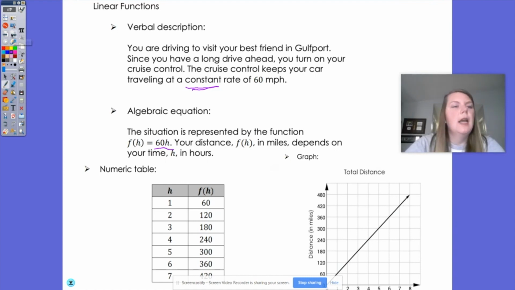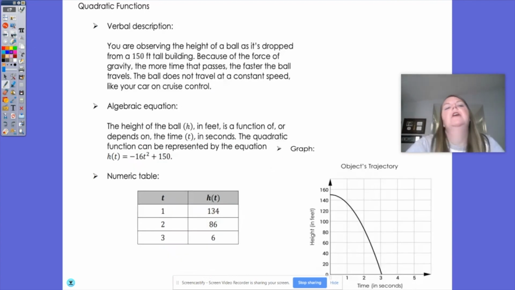The second type of function we've looked at is quadratic functions. Let's read the verbal description. It says you are observing the height of a ball that is dropped from a 150-foot tall building. Because of the force of gravity, the more time that passes, the faster the ball travels. The ball does not travel at a constant speed like your car on cruise control. So there are keywords here that tell me it's not linear, not a constant speed. The key thing we've talked about in the past is that gravity is going to affect that ball and pull it down faster as time goes by.